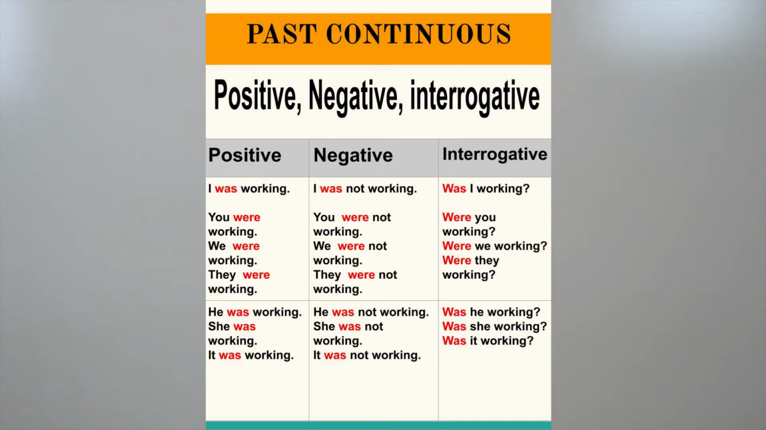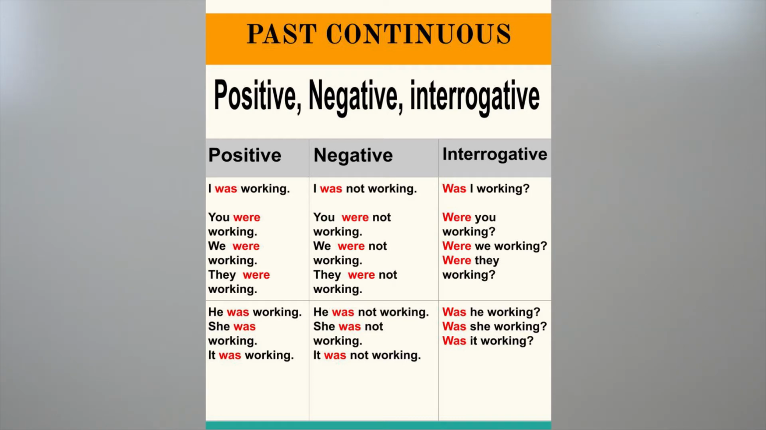In the negative, I was not working. You were not working. We were not working. They were not working. He was not working. She was not working. It was not working. When we're asking questions using the past continuous, it sounds like this. Was I working? Were you working? Were we working? Were they working? Was he working? Was she working? Was it working?